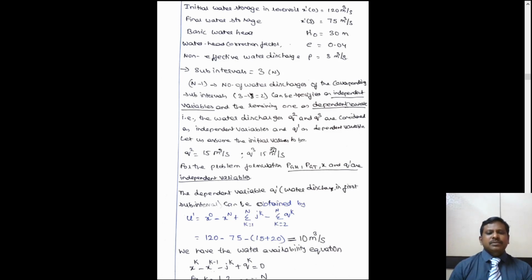So now let us assume the initial values. Since the head is given as 30, we are considering Q2 as 15 meter cube per second and Q3 as 15 meter cube per second. So first you will solve with the water availability equation. So 120 minus 75, this you will be getting as 10 meter cube per second. So next, you will solve for x1 and x2. So x1 is 110 meter cube per second, x2 is 95 meter cube per second.